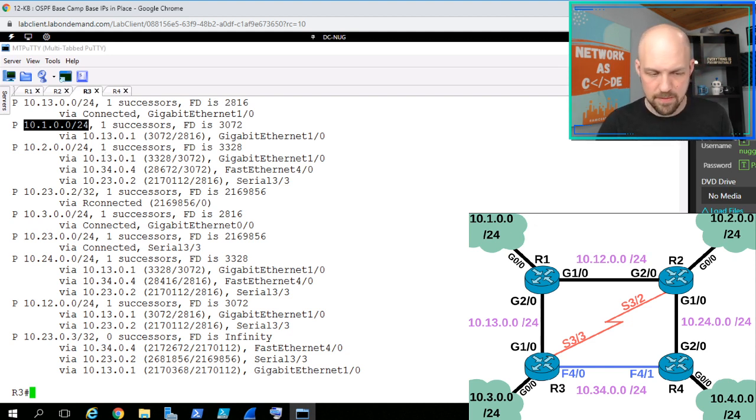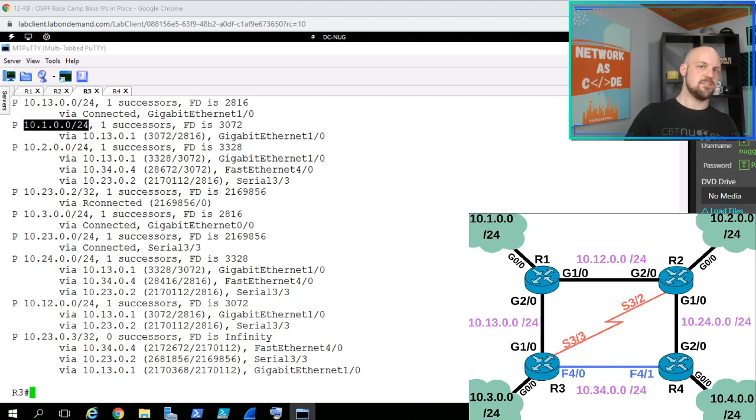Let's see what's next up on the agenda. Again, any questions, be sure to ask. This whole concept of reported distance and feasible distance is very important, especially if you're going for the ENCOR. If you're at CCNP level and you're moving forward, make sure that you are studying this concept. But if you're CCNA level, then this is beyond CCNA. Don't freak out about this. Mostly the configuration that we've done so far is primarily where you're going to need to get to.